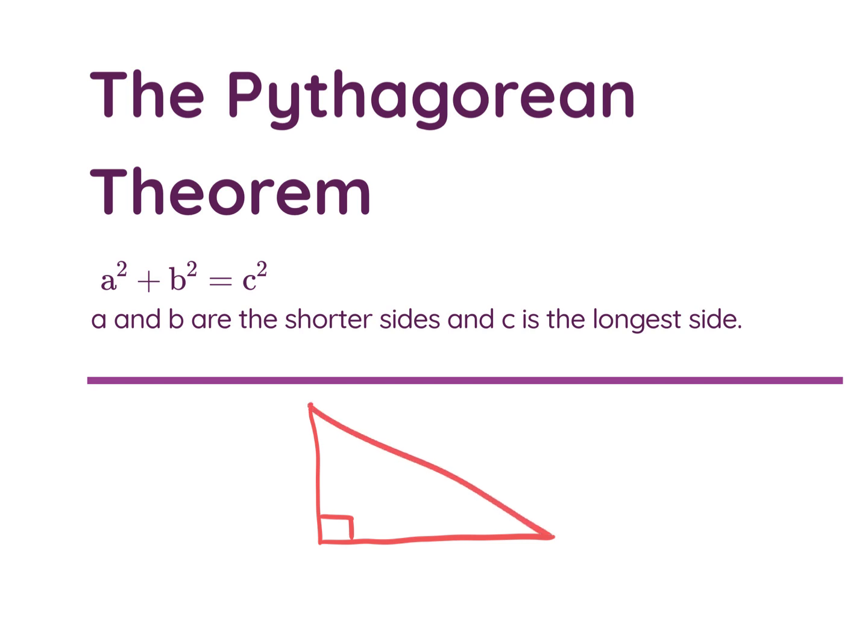And the truth about this triangle is when it's a 90-degree triangle, a squared plus b squared will equal c squared. So a would be the shorter side. B is the other shorter side. A and B are both known as legs. And the c value is known as the hypotenuse.